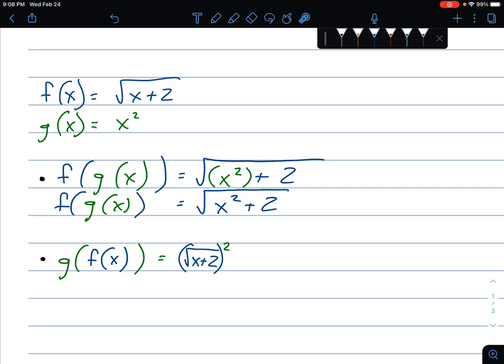We know squaring a square root will yield us just the x plus 2, just the inside, the radicand, if you will. Here is my simplified g of f of x. There it is. And actually, a very simple equation. This would be much easier than doing f of x and plugging it in. This is much, much, much easier. Okay? And remember, we're going to start to think about what our domains would be for these.